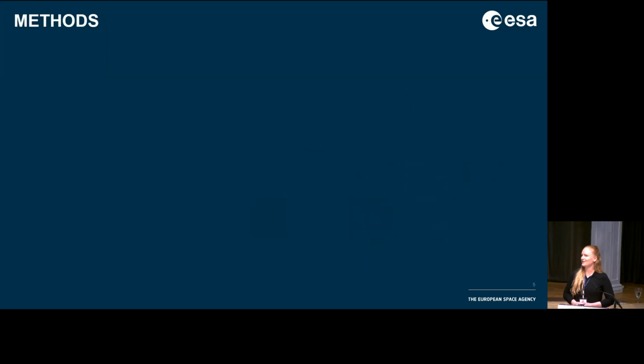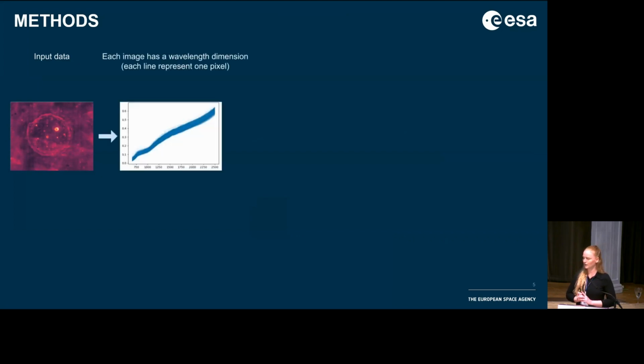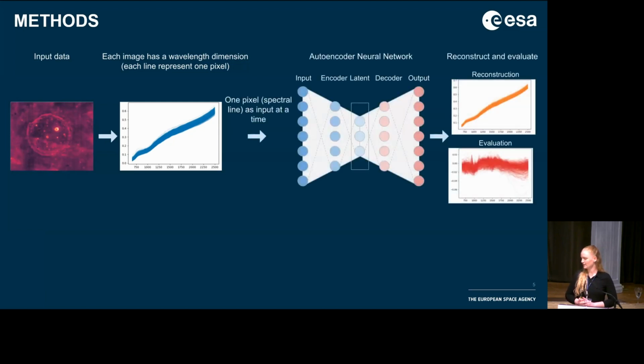So the methods I'll go through here, a step at a time. Here we have the input data. So the full input data is actually 85 wavelengths. We're using 71 in this analysis. So each of these images, of course, has the wavelength dimension. And in this image here, each spectral line is 1 pixel in the image. Then we're passing it through a neural network.